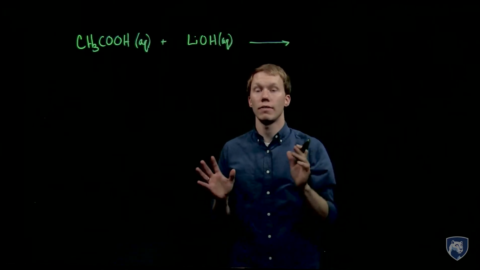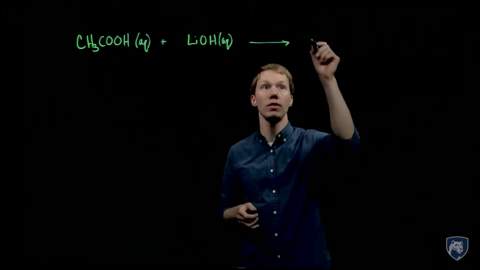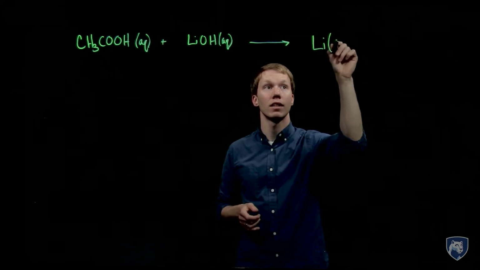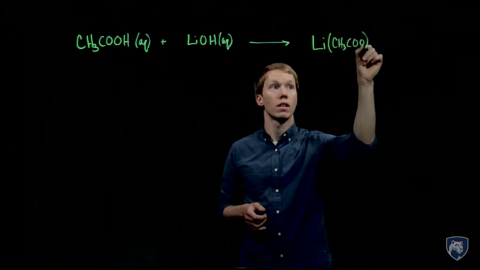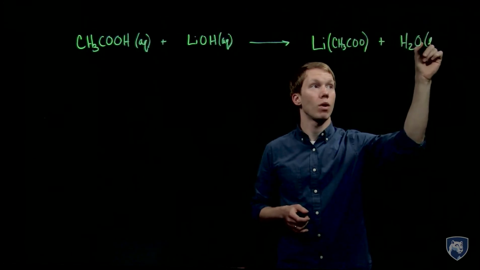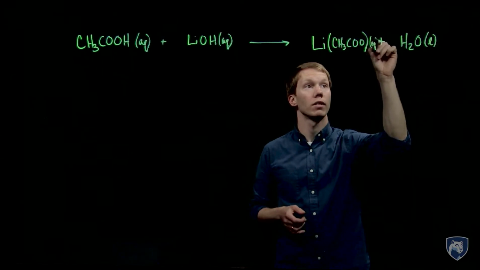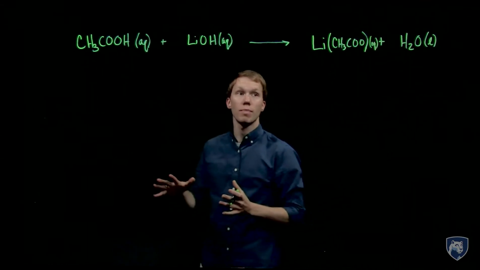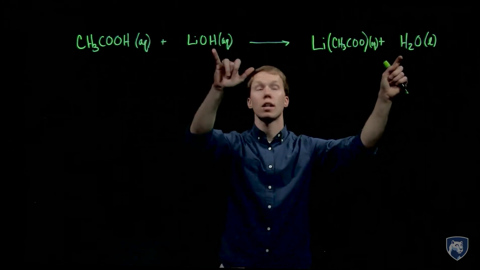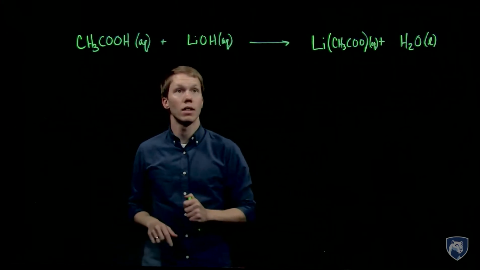Okay, and if this is going to occur, we'd have a swap of my hydrogen from the acid and then my metal. So we'd end up with lithium acetate and water. And water is a pure liquid, and this would be aqueous. Okay, now let's check and make sure it's balanced. We have 1 lithium, we have 1 acetate, we have 2 protons, and 1 oxygen. So we're good. We've got our weak acid, strong base combination here.